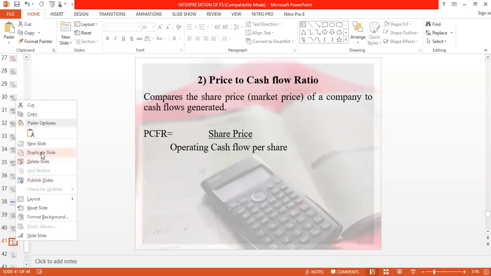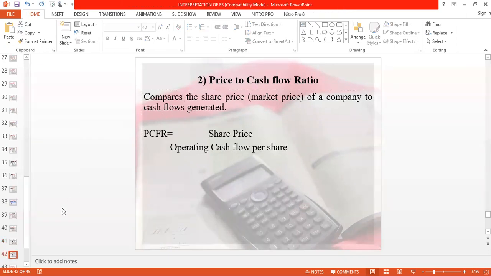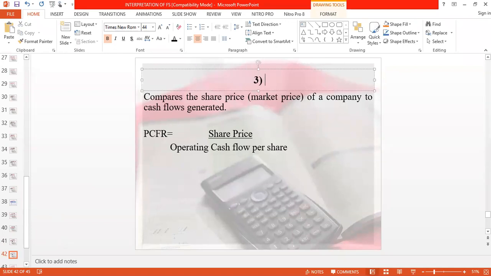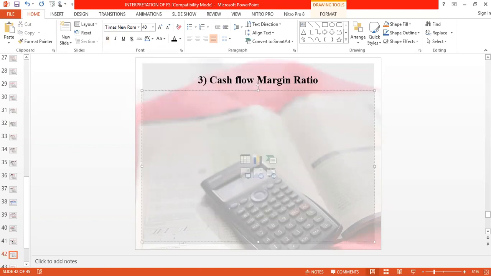Number 3, cash flow margin ratio. So cash flow margin ratio compares the cash generated to the sales made. What is the cash that you have generated to the sales that you make?